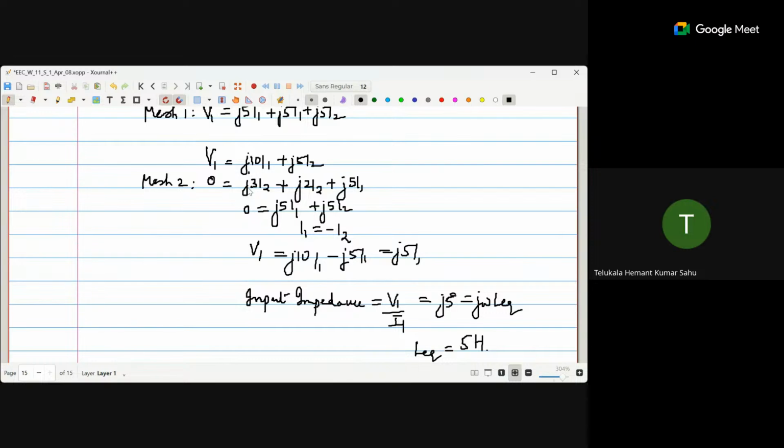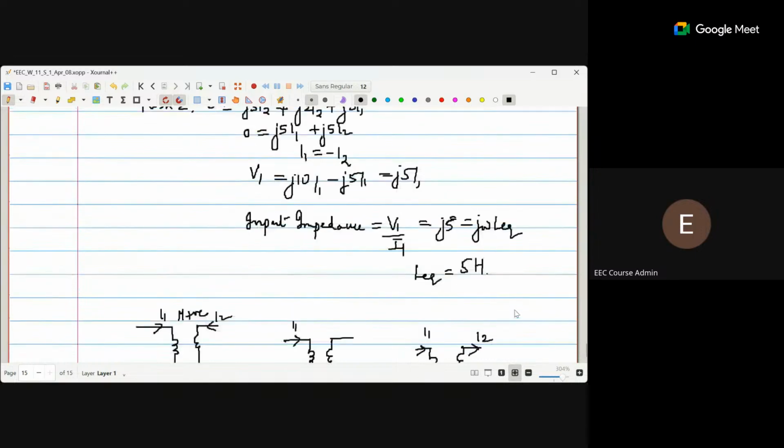Ma'am, here, input impedance equals V1 by I1 equals J5. Here J5. V1 equals J5 I1, we got it right, because we got I1 equal to minus I2. So substituting here for V1, we get V1 is J10 I1 minus J5 I1. So that is J5 I1. So V1 by I1 is J5. So J omega L equivalent. So L equivalent will be 5 Henry.